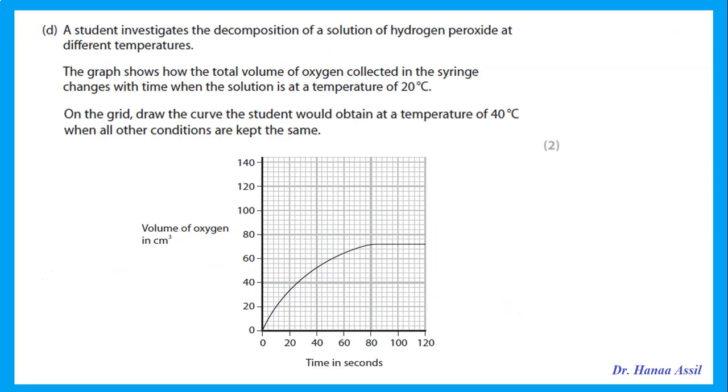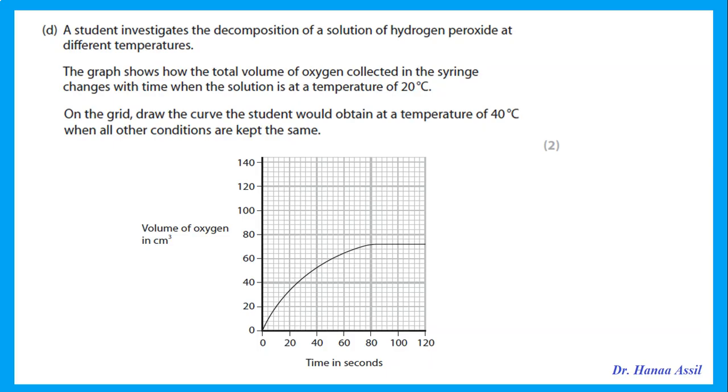A student investigates the decomposition of a solution of hydrogen peroxide at different temperatures. The graph shows how the total volume of oxygen collected in the syringe changes with time when the solution is at a temperature of 20 degrees Celsius. Now, on the grid, draw the graph, the curve the students would obtain at a temperature of 40 degrees. So if this is the graph they got at 20. Now, when they repeat the reaction at 40, what should happen?